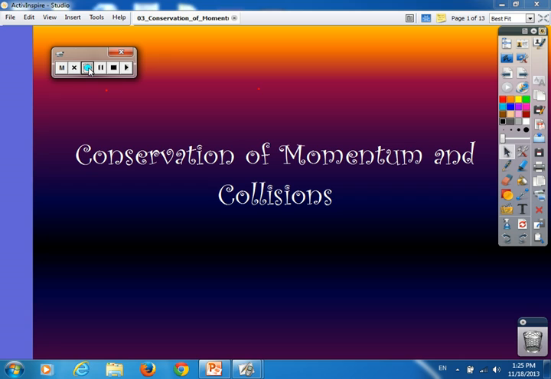Now that we've gotten the basics of momentum out of the way, we need to start looking at how things interact. And nothing ever acts by itself in a vacuum. So what we're going to look at now is how two objects react. First off, there's going to be this idea of conservation of momentum.